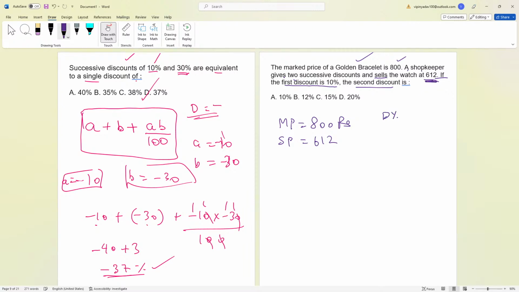So first discount percent over here is 10%, and the second discount percent we don't know, so we can assume it as X. Can I now proceed and start with 800? Yes. So 800 minus, I have to first subtract the first discount.